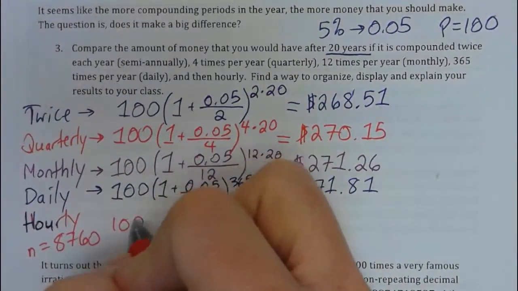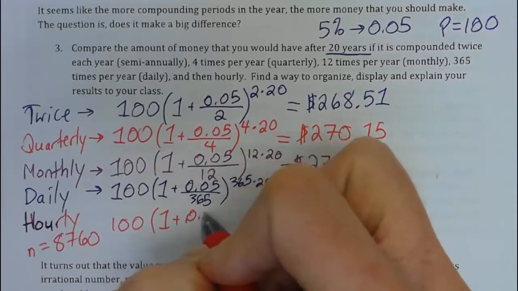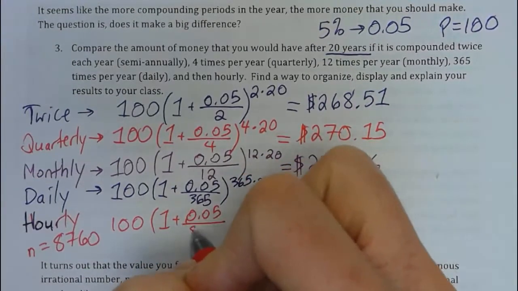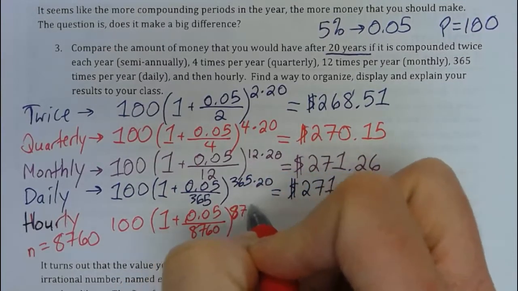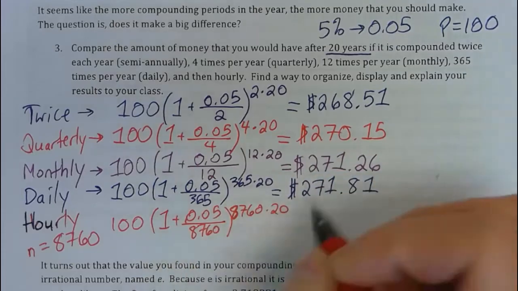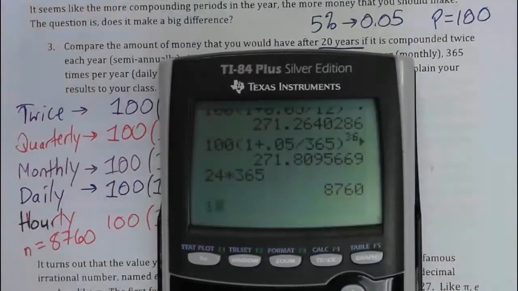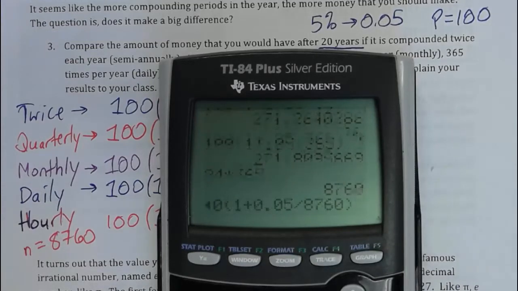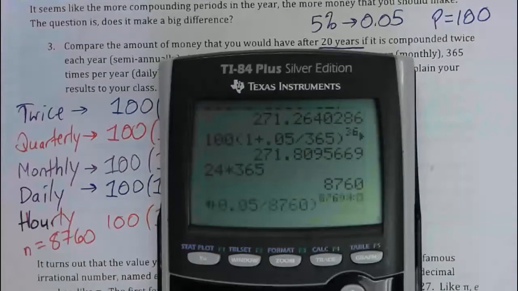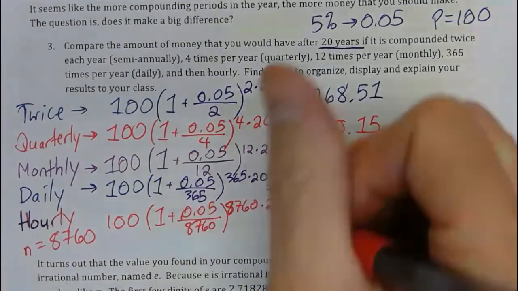So now we have 100 times 1 plus 0.05 divided by 8,760, and then 8,760 multiplied by 20 years. And let's see what hourly will get us. We have 100, 1 plus 0.05 over 8,760 hours to the power of 8,760 times 20 years. And we get $271.83.